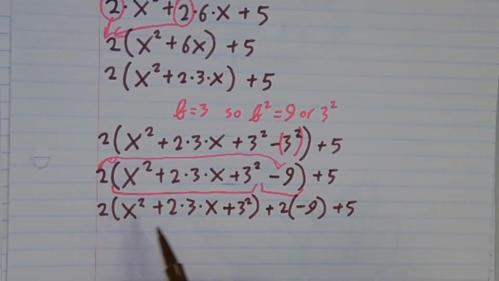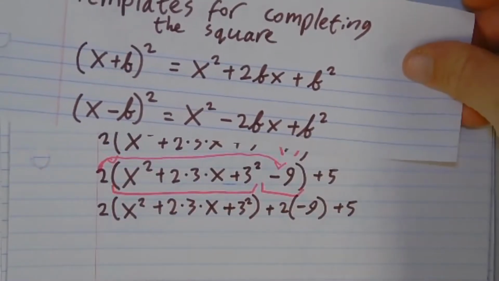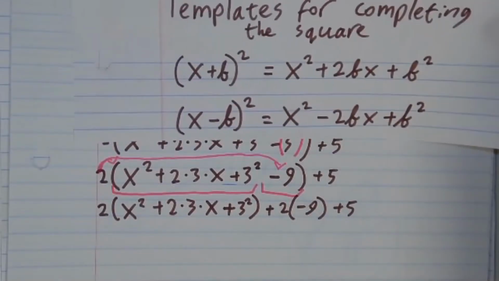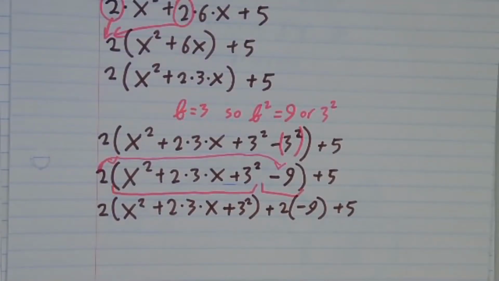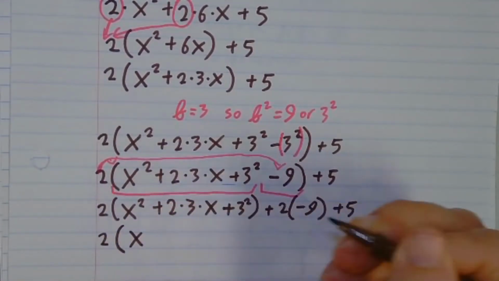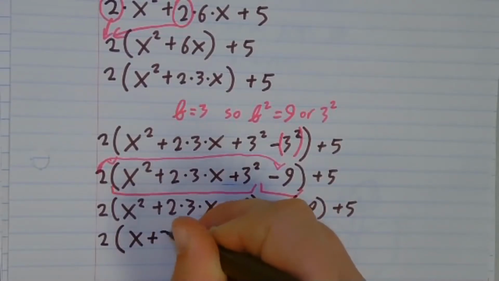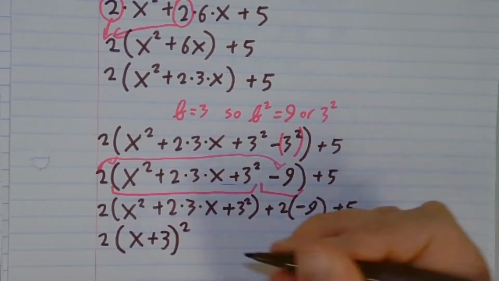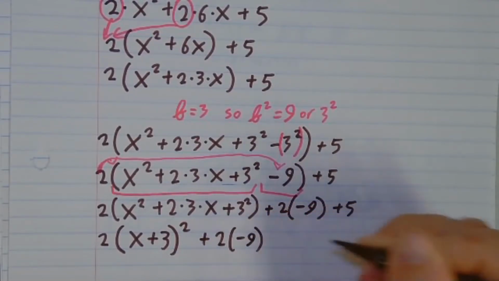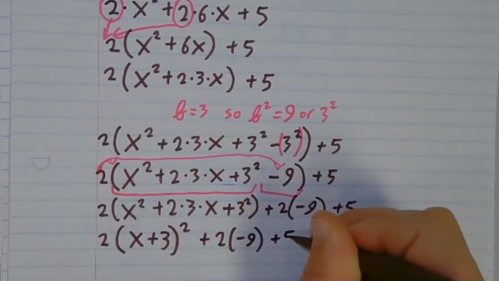I kept this part just like it was. This I distributed. So now the only thing I have in my parentheses is the thing that exactly matches my completing the square template. So I know I can rewrite this as x plus b quantity squared. So I have 2 times (x plus 3) squared plus 2 times -9 plus 5.